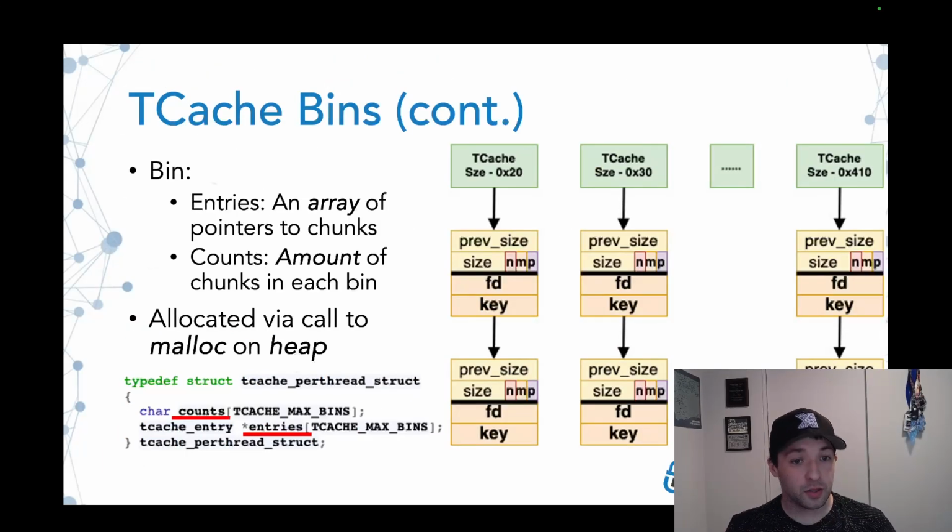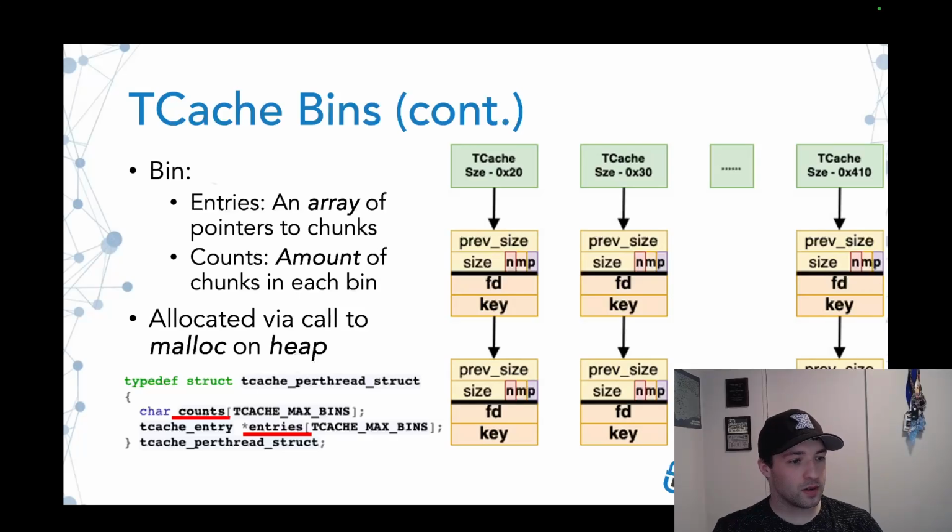Now this is what it looks like if we have things in all the different bins. Notice that each size of T-cache is hex 10 or 16 by increments. You see hex 20, hex 30, all the way to hex 410 in size. Now, the T-cache itself is allocated to the heap, which is kind of funny. It's usually the first entry in the main arena. We'll talk about the arena stuff later.